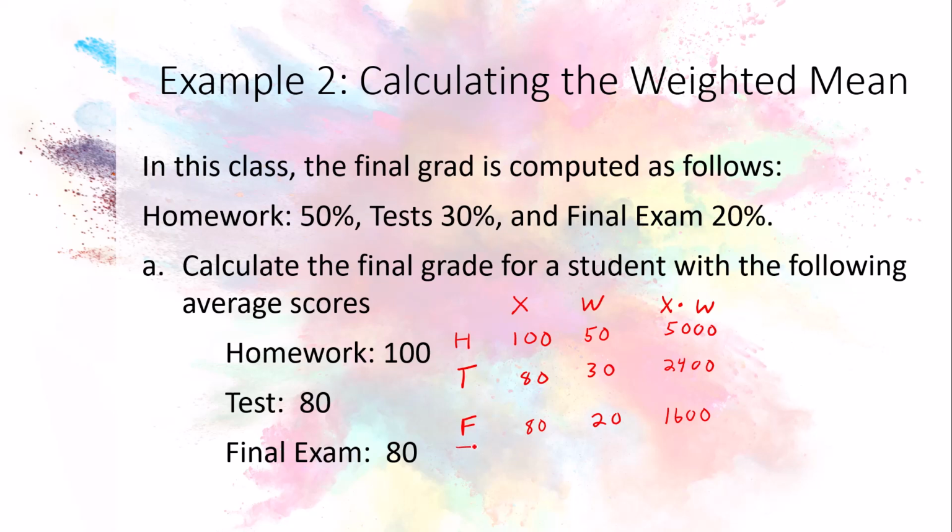Okay, now that I've done this, I want to compute the sum. I don't care about this sum. That sum means nothing to me. This I want to compute, and this will sum to 100. And this right here sums to 9,000.